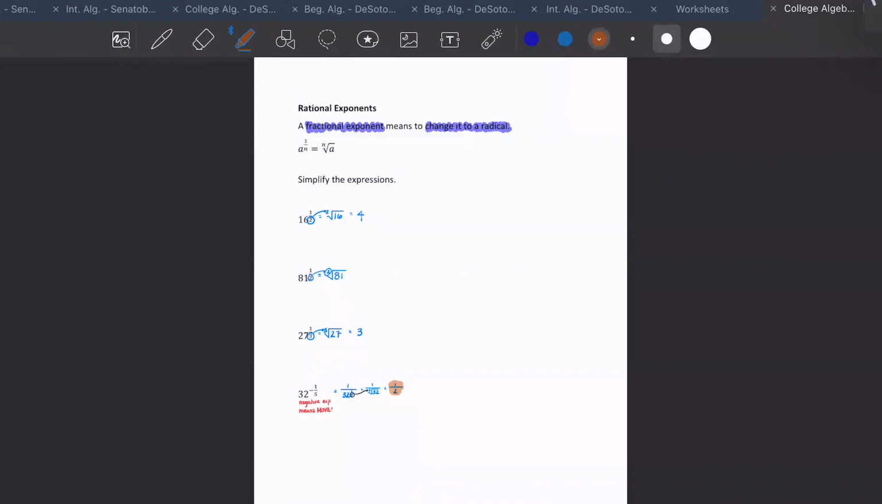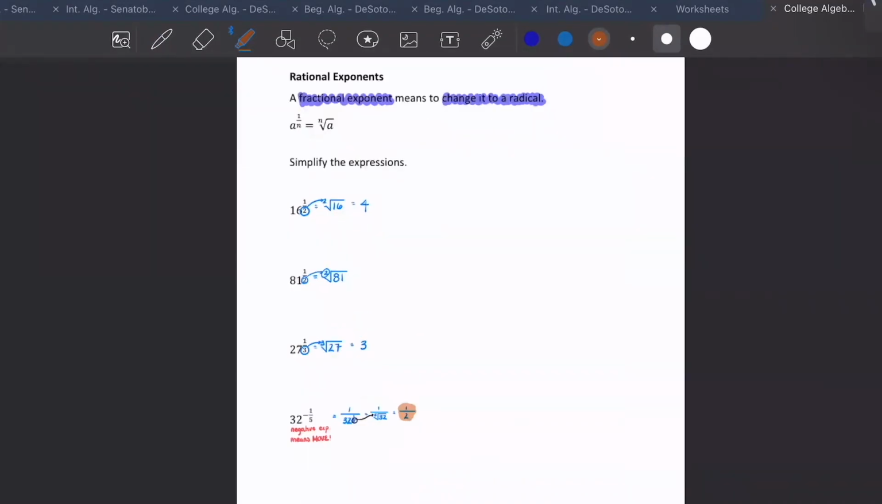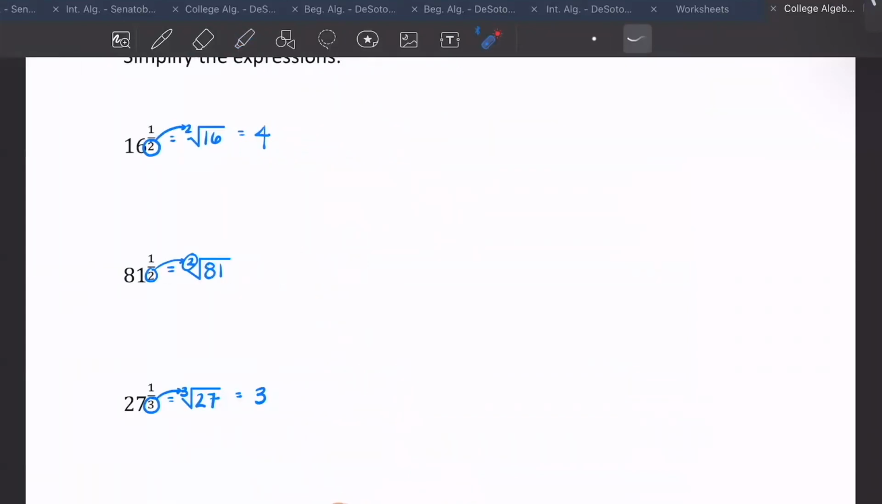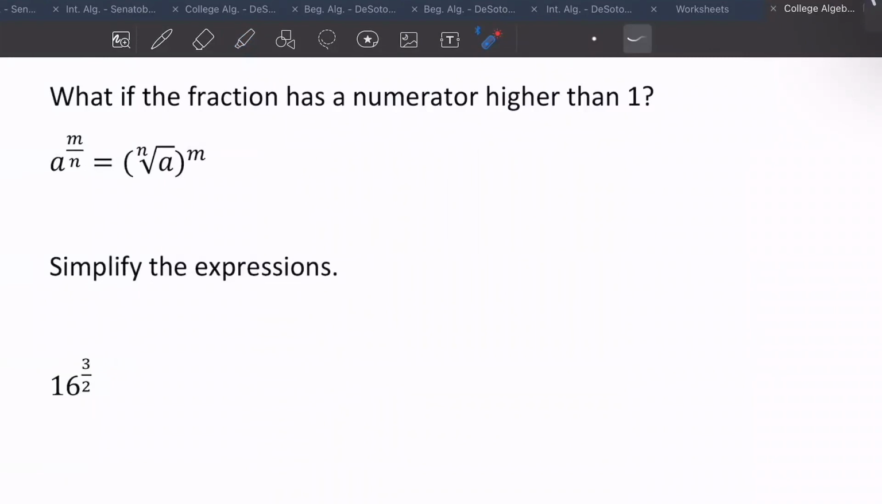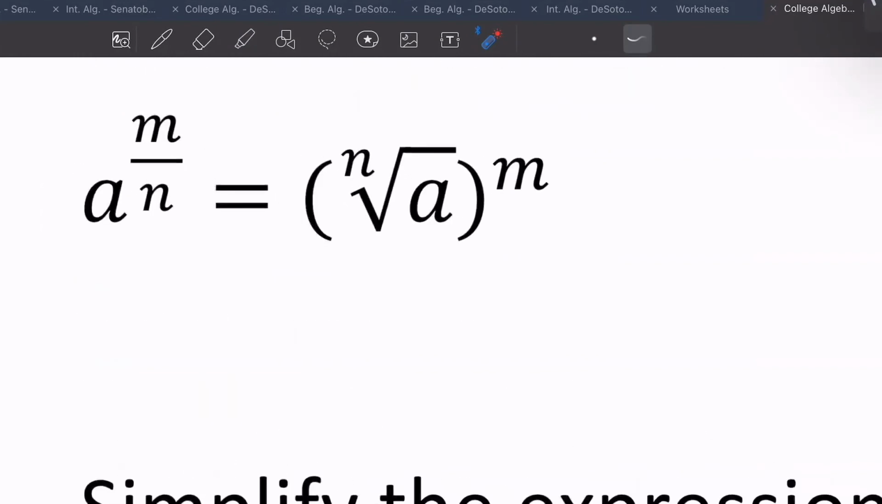So that has to deal with fractional exponents. Well, there's something in common about all of these, and that is that you have a 1 as your numerator on all of them. So what if we don't? What if the fraction has a numerator higher than 1? Well, the only thing that's going to change is that you're going to say the nth root of a. That's what we just did. Then you're just going to raise it to the numerator.